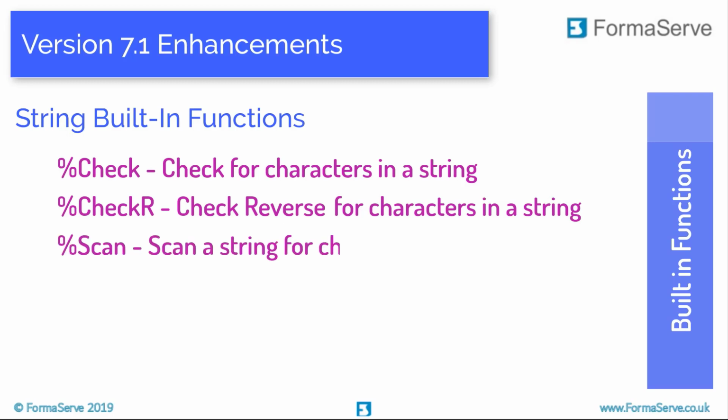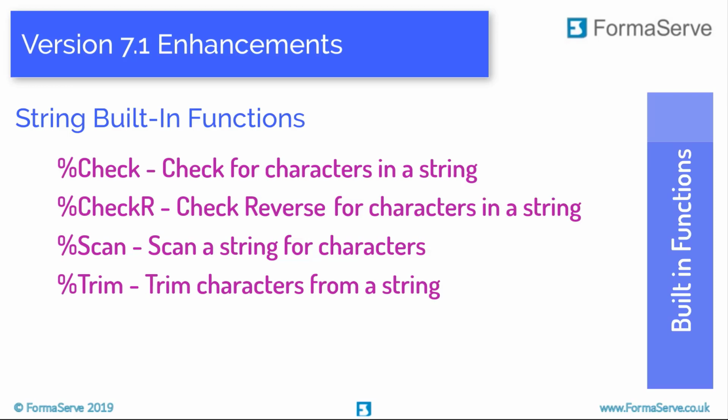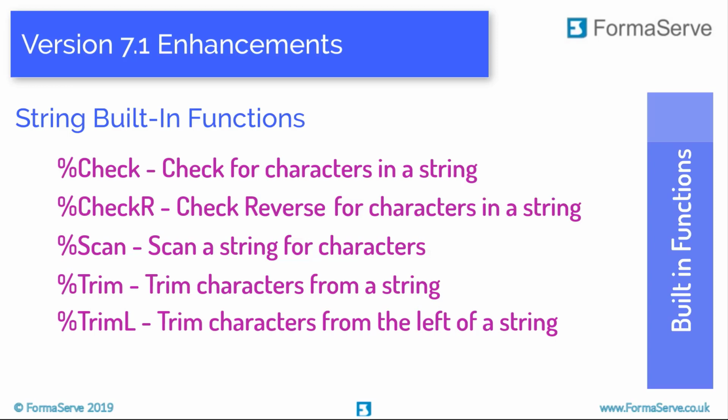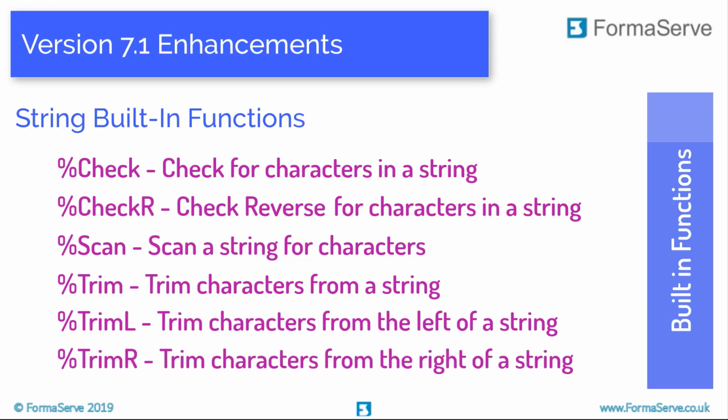Then we have %SCAN. %SCAN scans a character for strings. %TRIM trims characters from a string, both from the left hand side and from the right hand side. And to follow on from that, we've got %TRIML, which trims characters from the left of a string, and to follow on, obviously we've got %TRIMR, which trims characters from the right of a string. Let's take an example of a CL program now and show you how these actually work.